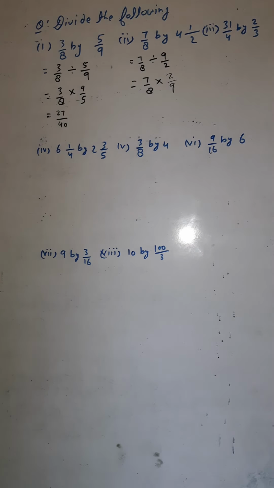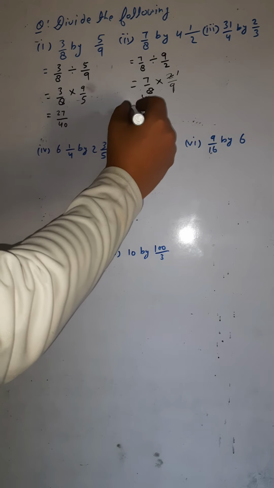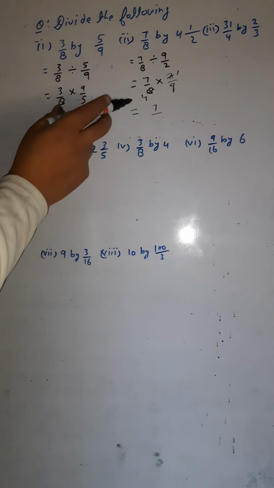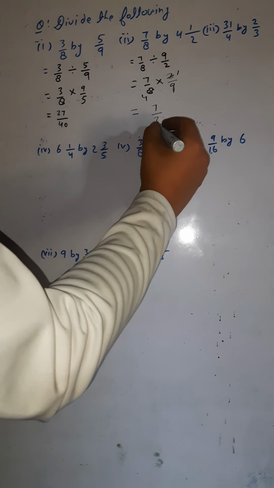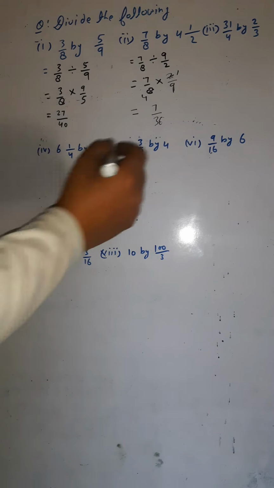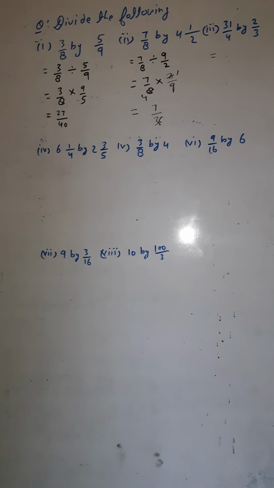I think you can cut here also, like here 2 and 8. 2 1 ja 2, 2 4 ja 8. So the answer would become how much? 7 1 ja 7. Downside 4 9 ja 36. So 7 by 36 would be the answer here. Similarly, you would do the next question on your own. That is 31 by 4 divided by 2 by 3. Do it on your own.